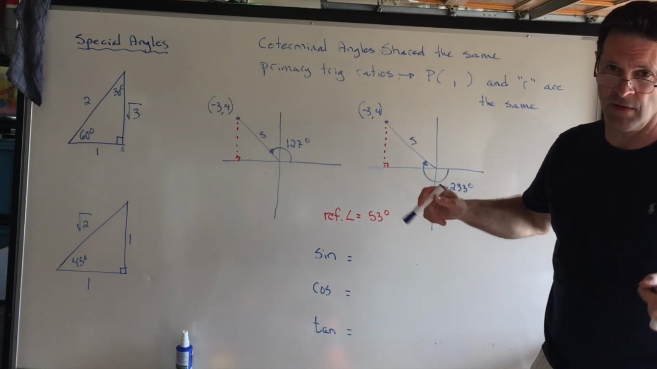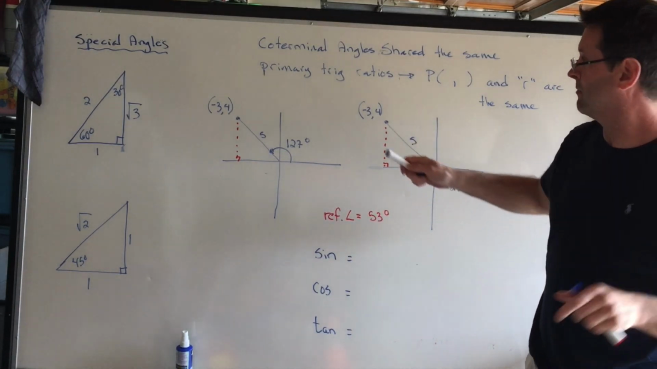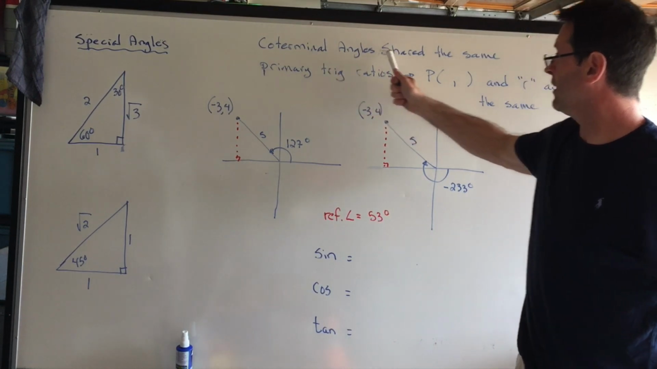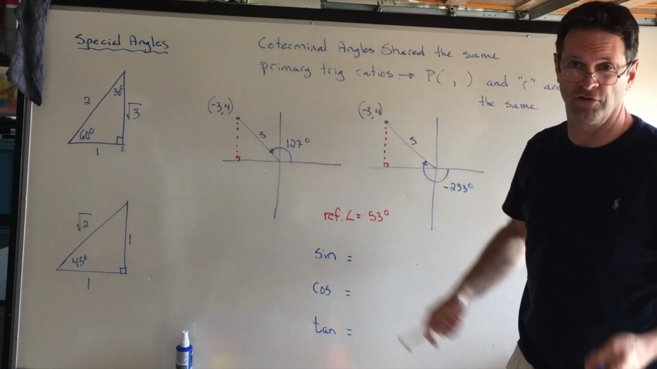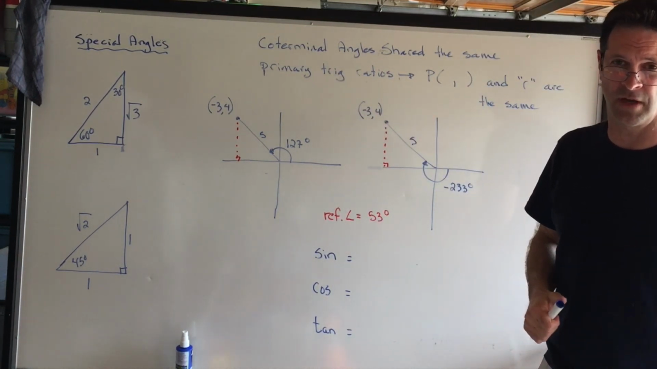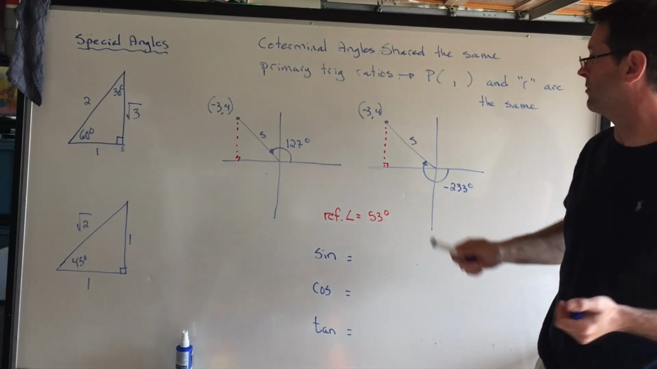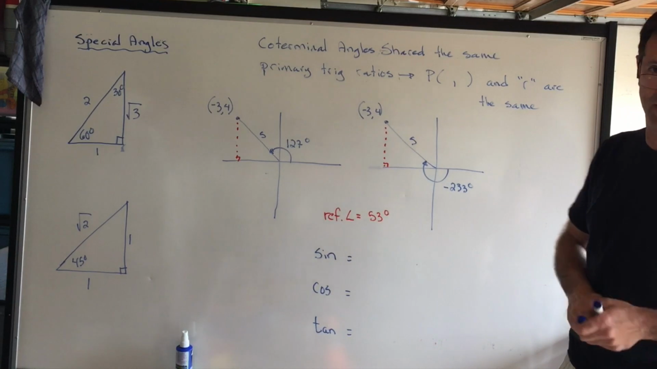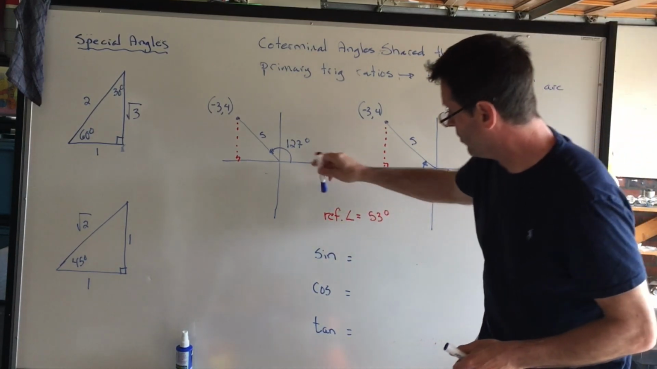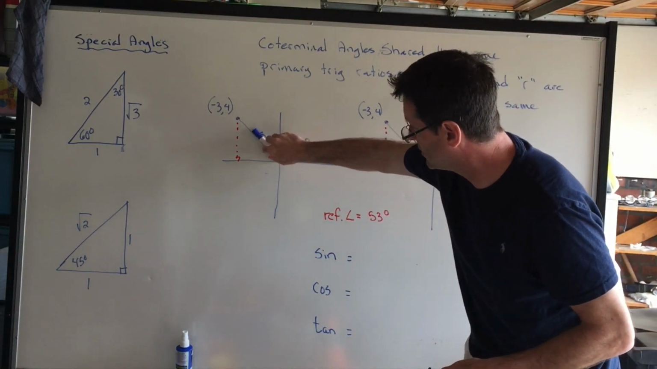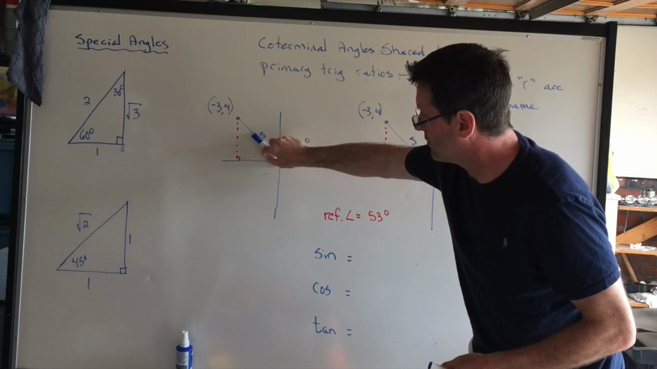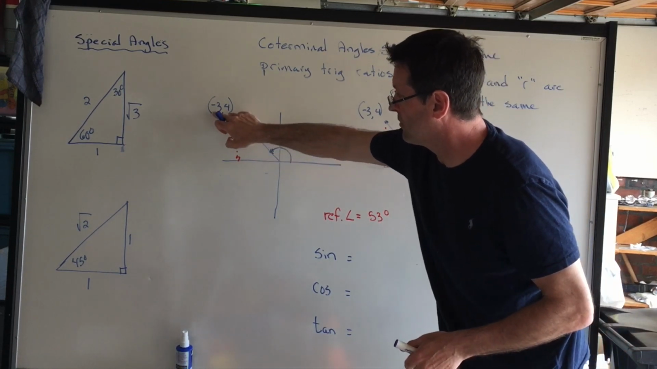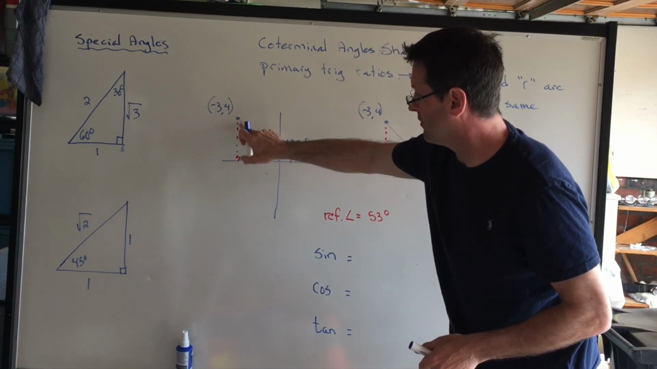I want to emphasize again, we touched on it earlier in the previous video, but right here, coterminal angles share the same primary trig ratios. Why? They share the exact same sine, cosine, and tangent values. Well, how is that possible? That's because point P and the length of r are exactly the same. So for instance, I've diagrammed 127 degrees. The terminal arm falls here. It passes through point (-3, 4), and the length of r is 5.